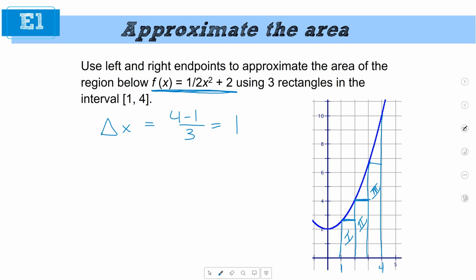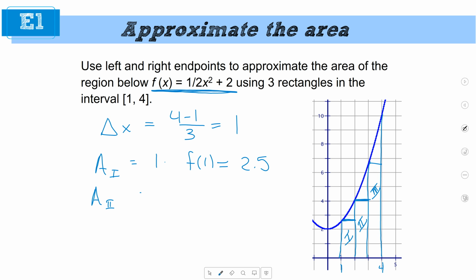The rest is easy. What's the area of rectangle number 1? Well, I know it has a width of 1. How tall is rectangle number 1? It doesn't fall on a nice value, so where am I going to get the height of rectangle 1? It's going to be 1 times f of 1, and f of 1 is 2.5. I plugged 1 into f of x. I'll leave that there for a second.